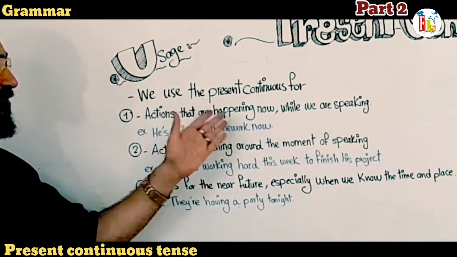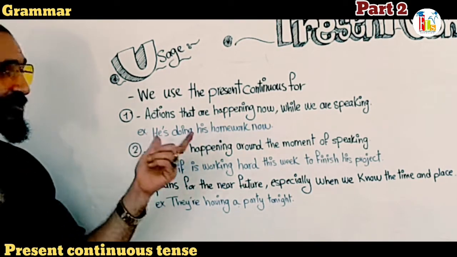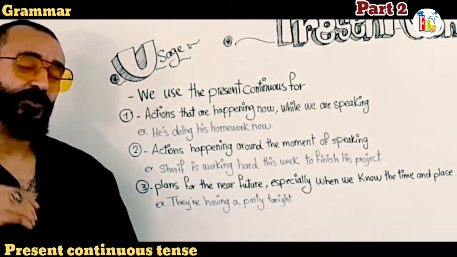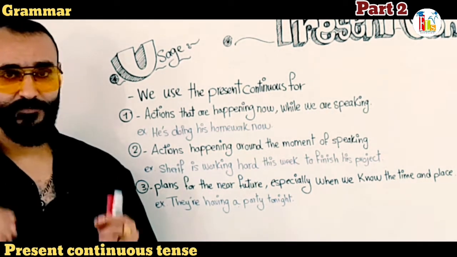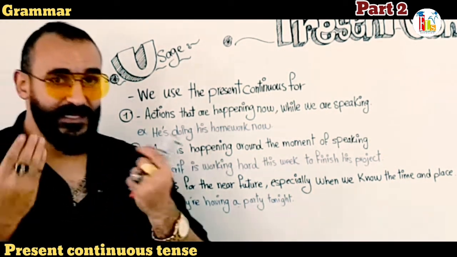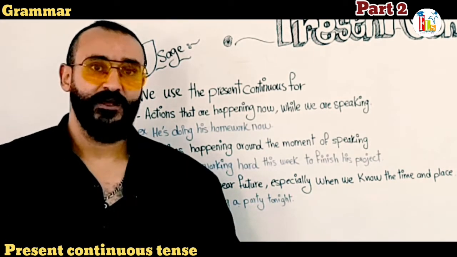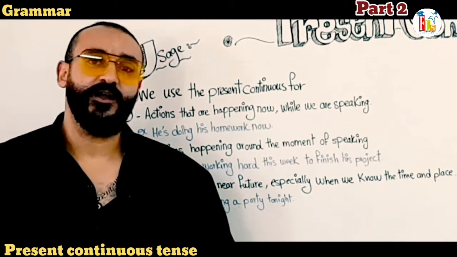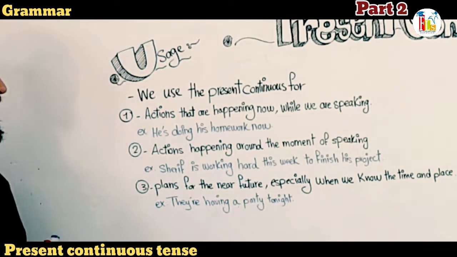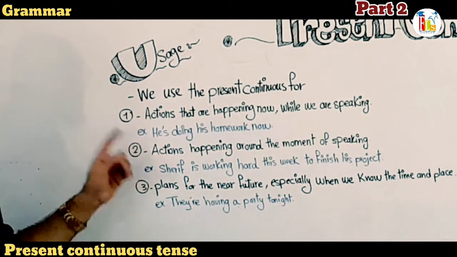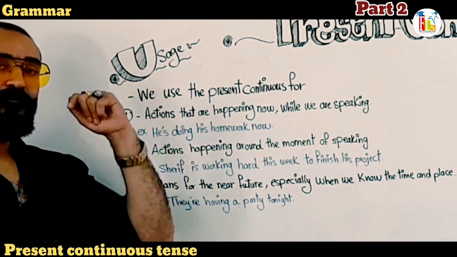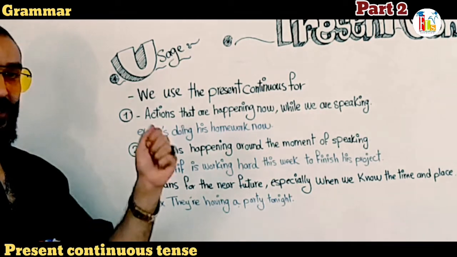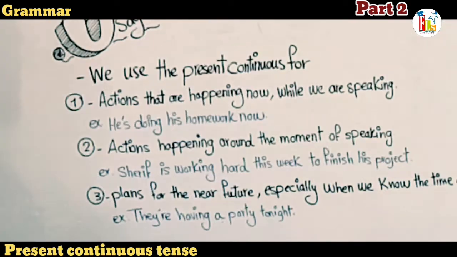First, we can use the present continuous tense for actions that are happening right now. That means at the moment of speaking, that I am teaching you English right now. So I am doing something at the time of speaking, which means I'm doing it right now. So for instance, he's doing his homework now. So the first usage is for actions happening right now.